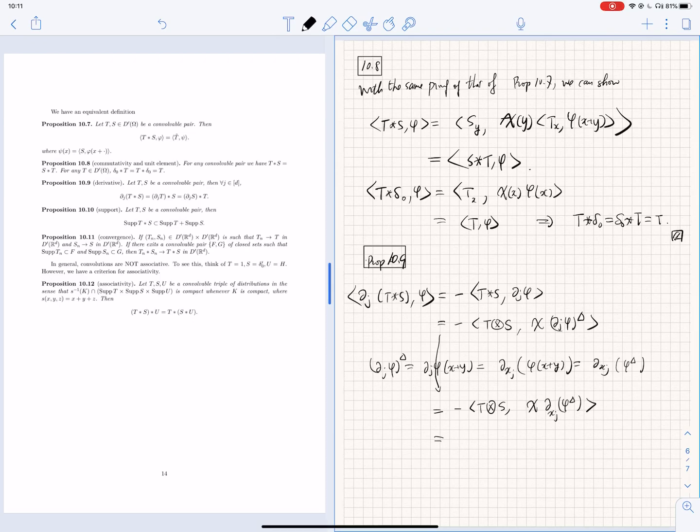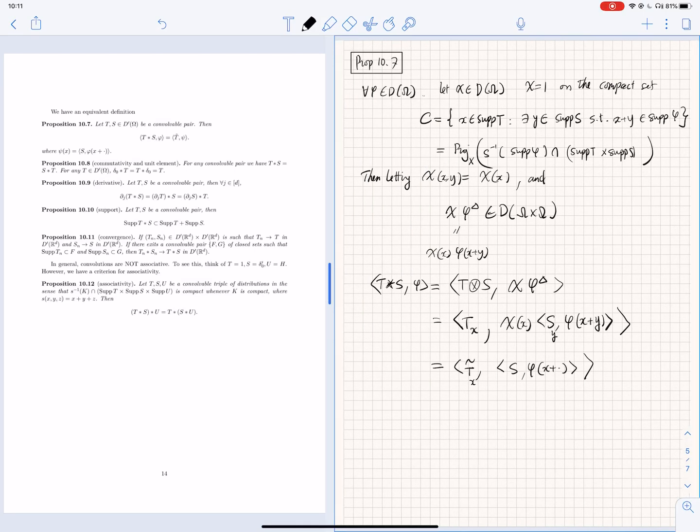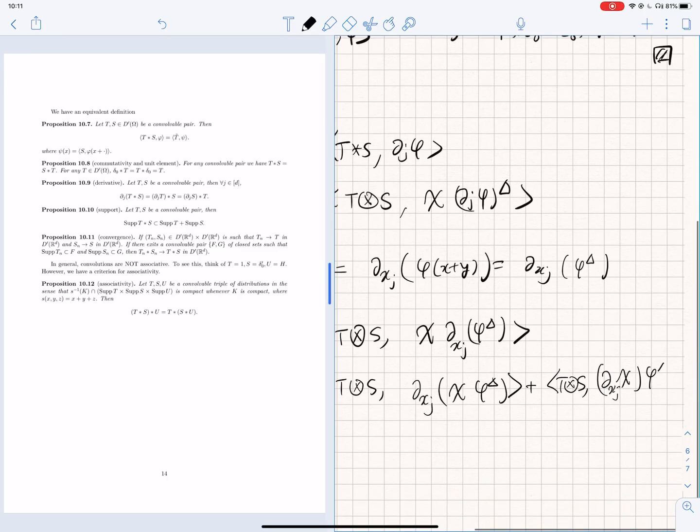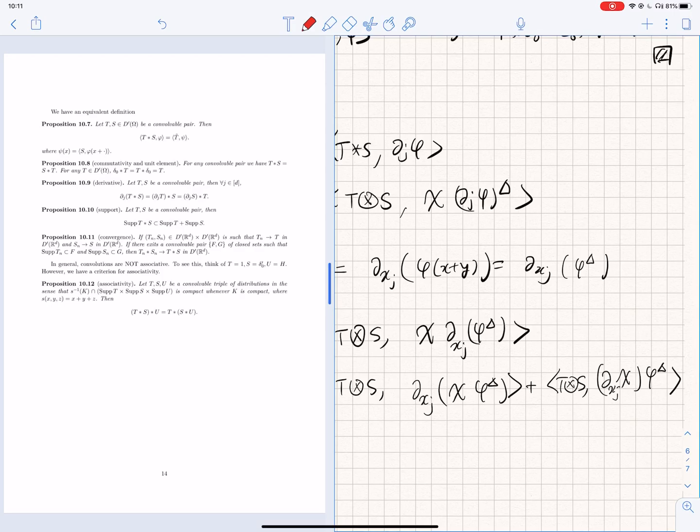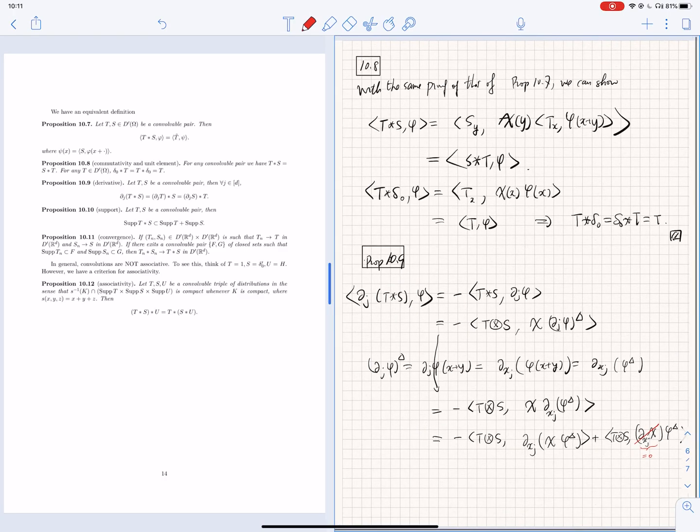Okay, so now we can use the Leibniz rule to write it as negative t s tensor product applied to dxj of this chi function times phi delta, and there will be an additional term, which is T tensor S applied to dxj chi times phi delta. Oops. Times delta. All right. So the observation is that the second term is equal to 0 because this guy is equal to 0. Okay? Because it's a constant function on the support that matters. So the second term doesn't contribute at all.